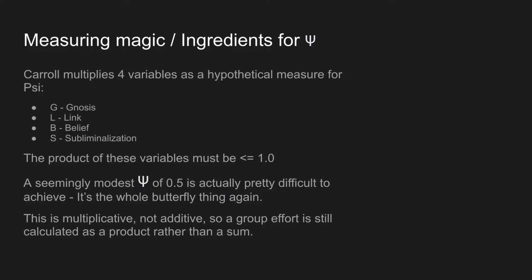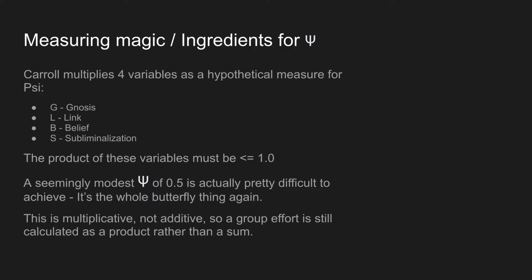Okay, so as I said, psi is going to break down into a few subcomponents, and he uses 4 variables here, just as a hypothetical measure for psi. This isn't a proven equation or anything. This isn't real math. This is just a nice model to wrap your head around how nonlinearity works and how complex systems work. So he breaks it down into psi equals G times L times B times S, where G is Gnosis, L is the magical link, B is your belief, and S is subliminalization.